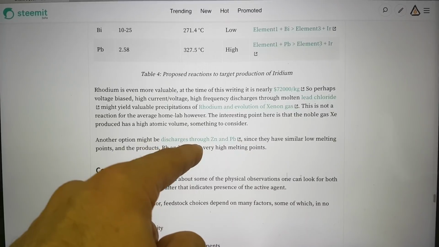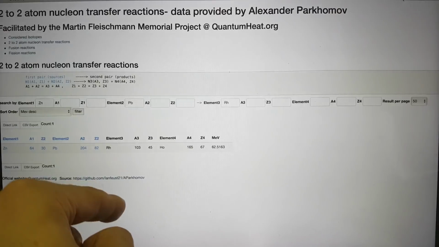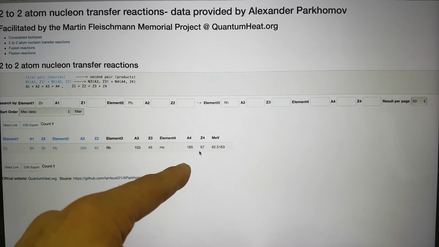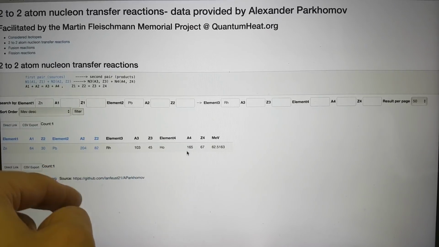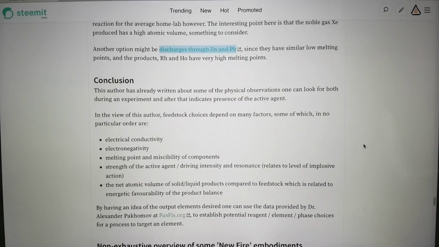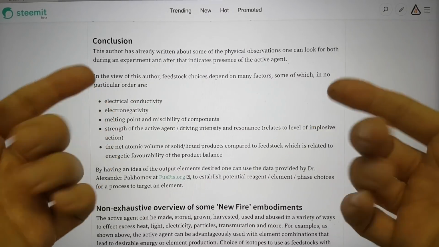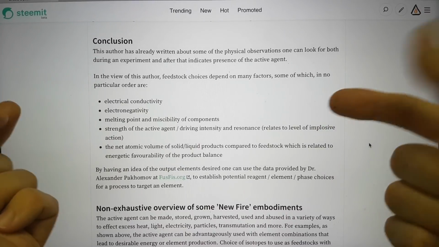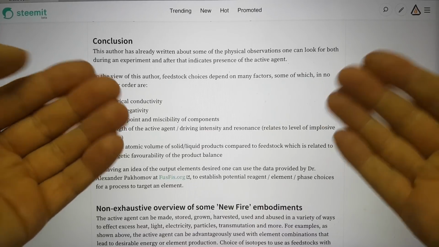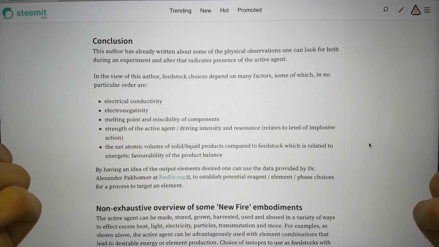Another option might be discharges through zinc and lead. Let's have a look at that. So zinc and lead 204, rhodium and holmium, but that is not so energetically favourable. So, my conclusion. I've already written about some of the physical observations one can look for both during an experiment and after that indicate the presence of the active agent in the actual reaction that went on.